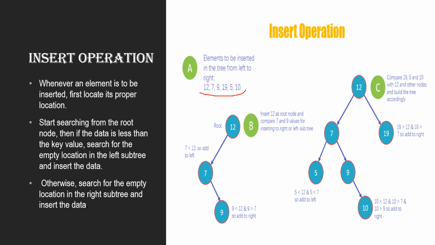So 7 is less than 12, so we have to choose the left side of the 12 and add it as a left node. And after that we are taking the 9. We compare this 9 with 12 again. It is less than 12, then we go to the left subtree of the 12. Again we compare this with the 7. The 9 is greater than 7, so we place this 9 as the right side of that 7 node. So this is how the insertion happens in a tree.